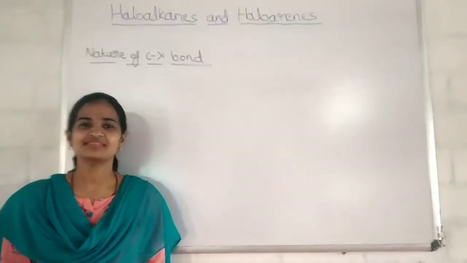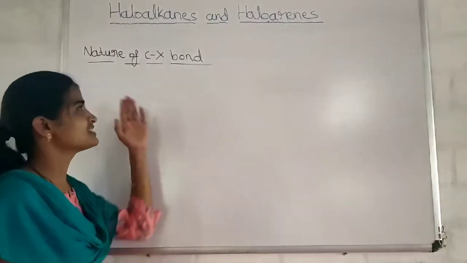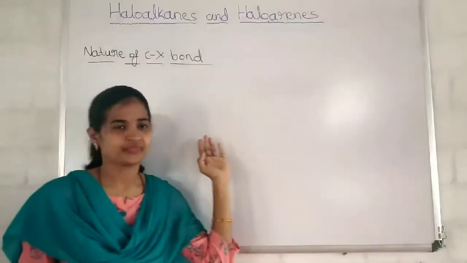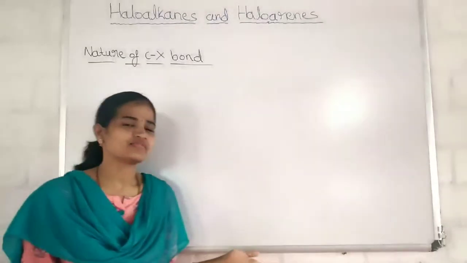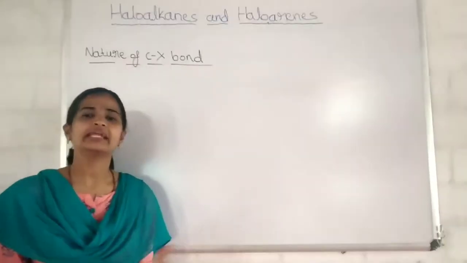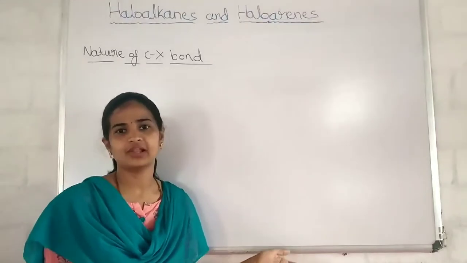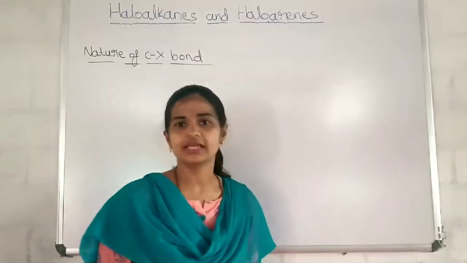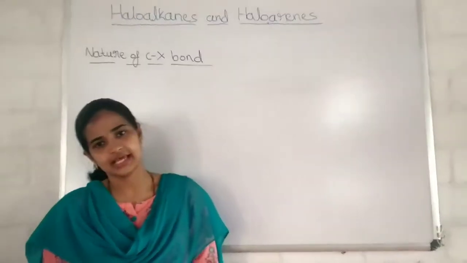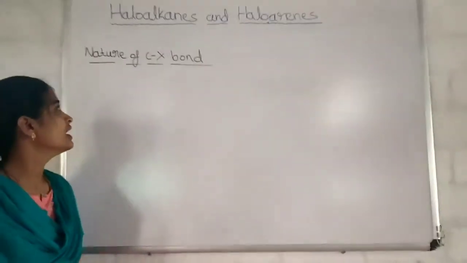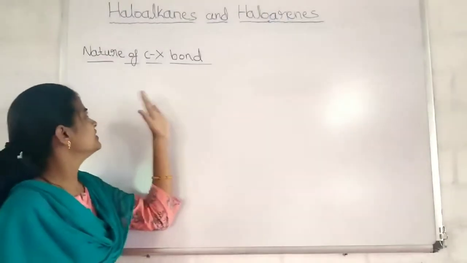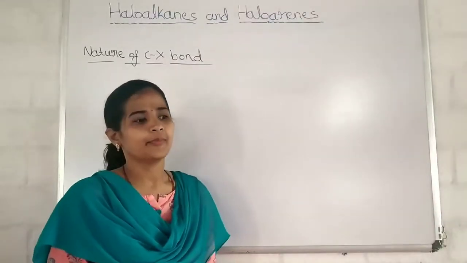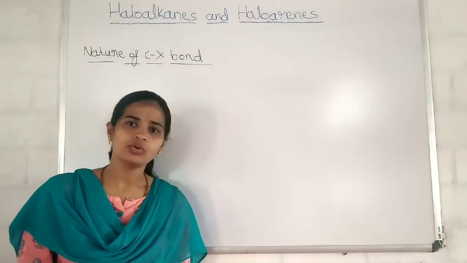Hello my dear students, as you all know, we have started with the chapter haloalkanes and haloarenes. In that we have studied the introduction part, complete classification of the haloalkanes and haloarenes with respect to the examples, and also the nomenclature part. Now let us understand the nature of carbon halogen bond. Then we will move to the preparation of haloalkanes and haloarenes.